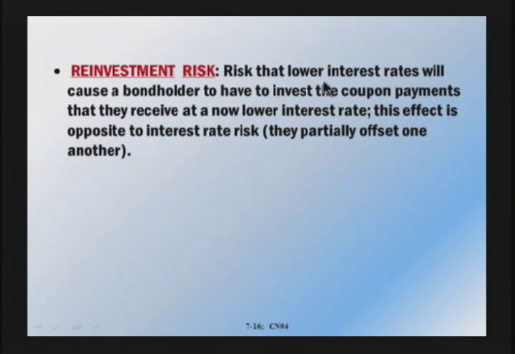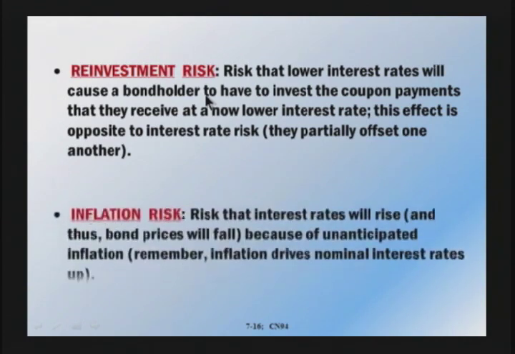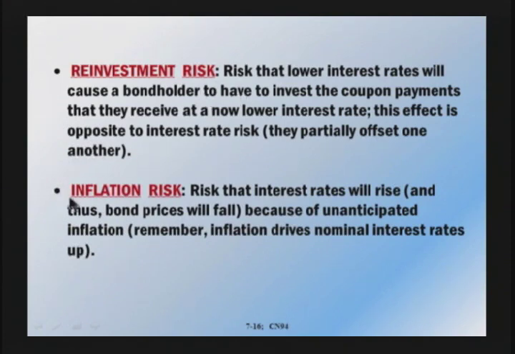So as rates go up, you'd reinvest your coupons at a higher rate, but you'd suffer interest rate risk, which causes your bond value to go down. So they sort of moderate each other, they sort of offset one another, because interest rate risk and reinvestment risk are related to interest rates in the opposite direction. Inflation risk is basically a component of interest rate risk because inflation causes interest rates to go up, and that creates interest rate risk, causing your bond price to go down.